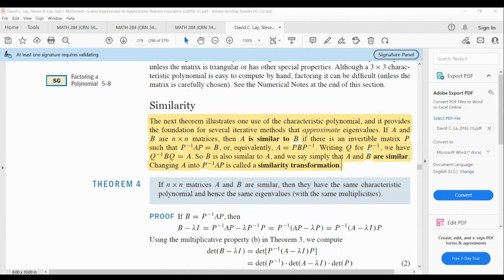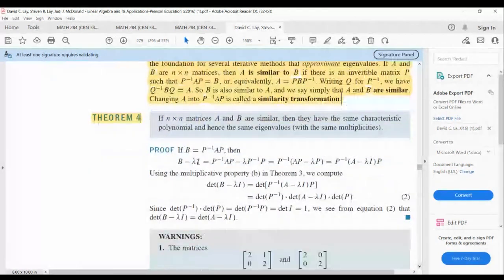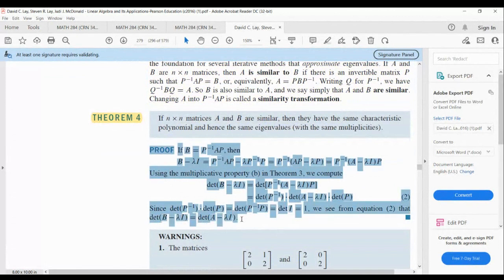And similar matrices have a very nice property, by theorem 4. If you have two matrices that are similar, they're going to have the same characteristic polynomial and therefore the same eigenvalues. That's a property of similar matrices. The proof is very easy on this. They have a proof here of this. I'll just highlight it.